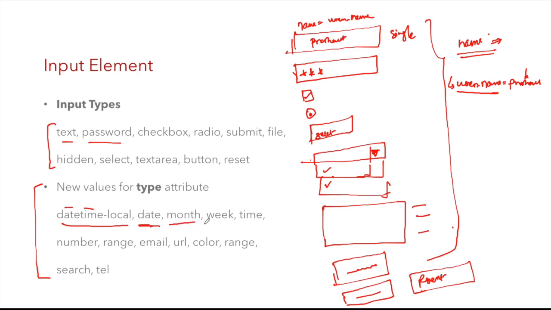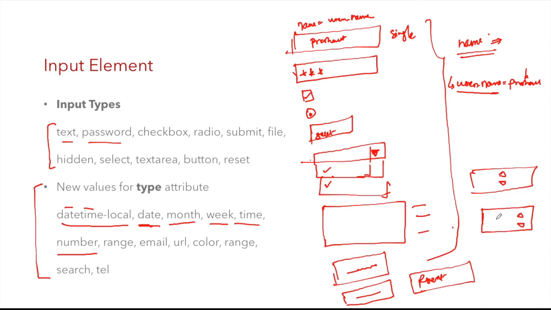Then you can select month, week and time using these input types. Then we have number. This gives you the opportunity to create a step counter, something like this.